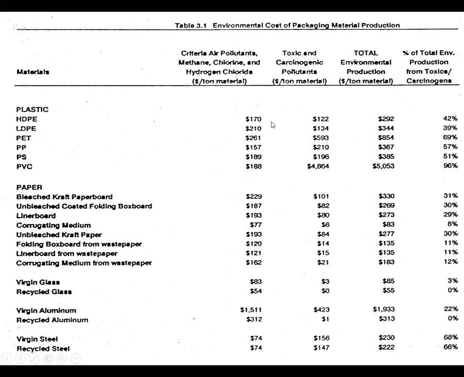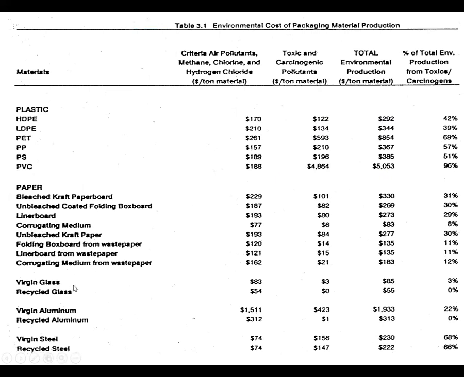When you add up these two numbers, this number here is the sum total. You see the big hitter here is obviously polyvinyl chloride, and a lot of that has to do with its carcinogenic and toxic impact because of the chemicals that go into creating this PVC, in comparison.